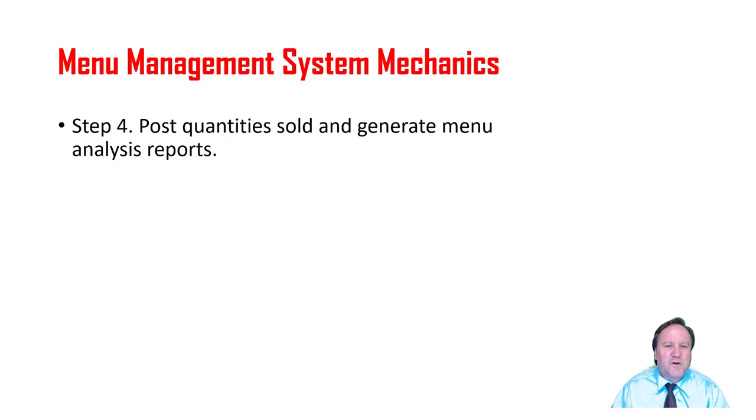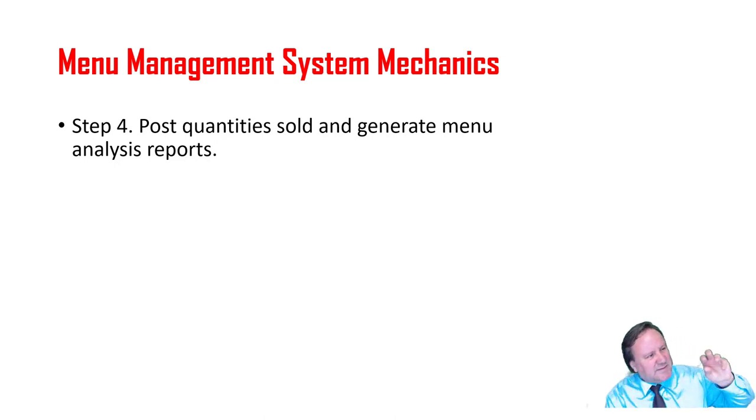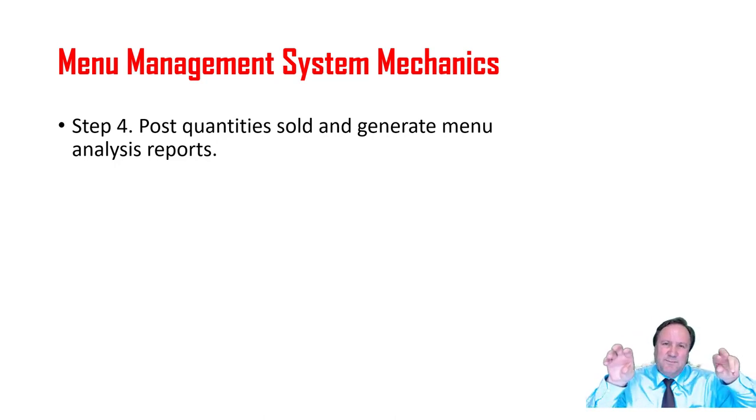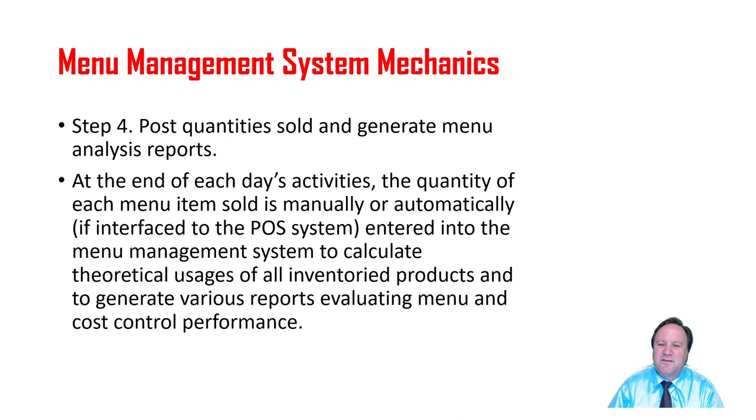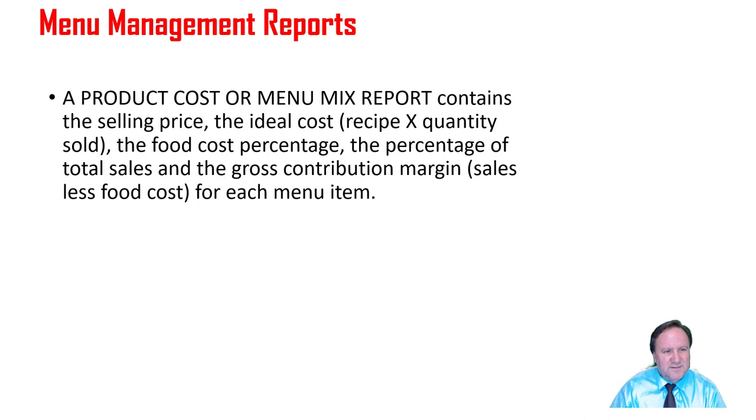Step number 4, post quantity sold and generate menu analysis report. What I mean is this: if your inventory system and menu system are not connected to your point of sale system, you can manually enter your sales. If they are interfaced, you don't have to do it because as you sell, it will deduct automatically. At the end of each day's activities, the quantity of each menu item sold is entered, manually or automatically, into the menu system to calculate theoretical usages, that's the perpetual inventory, remember, of all inventory products, and generate various reports evaluating menu and cost control performance.